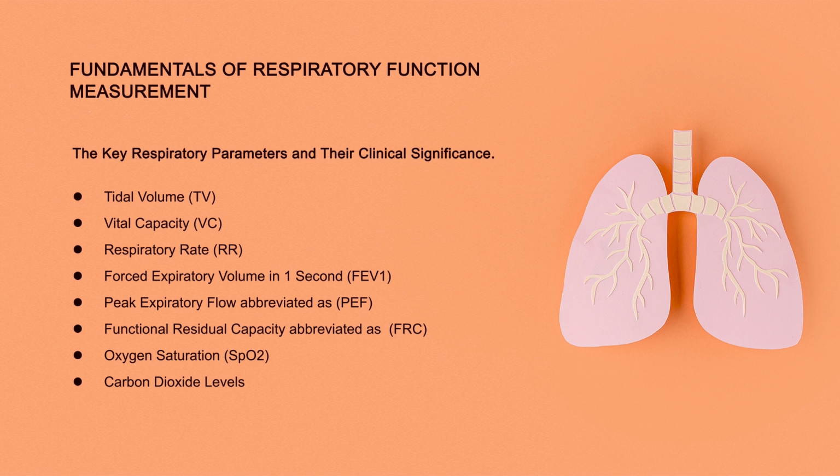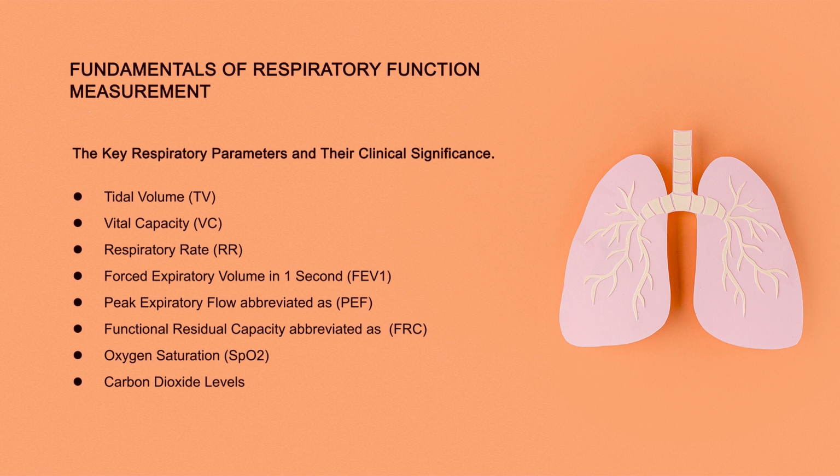The next parameter is the respiratory rate, abbreviated as RR. Respiratory rate is the number of breaths taken per minute. Normal adult respiratory rate ranges from 12 to 20 breaths per minute. Abnormal respiratory rate can indicate various health issues such as respiratory disorders or metabolic disorders.